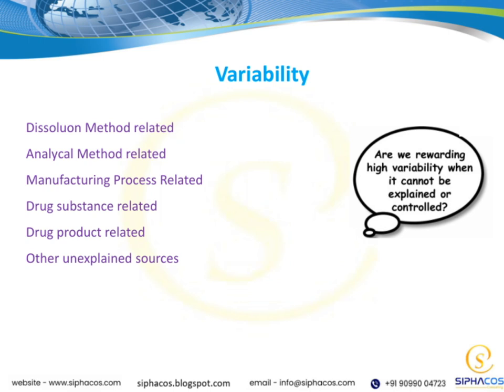All these sources contribute to the overall variability we see, and understanding them is key to ensuring consistent and reliable drug performance. Recognizing these factors helps us improve quality control and maintain the integrity of our pharmaceutical products.